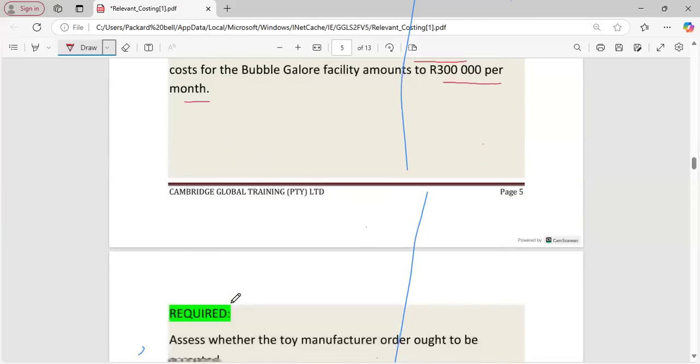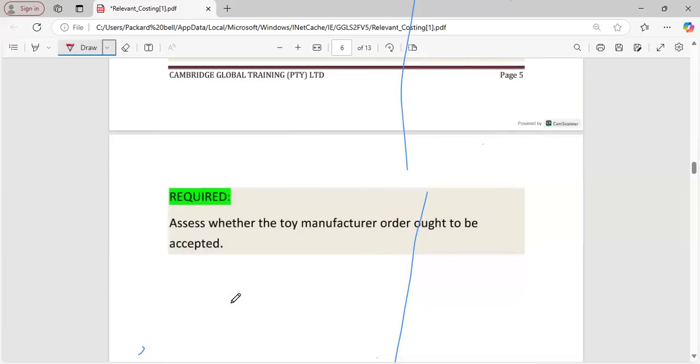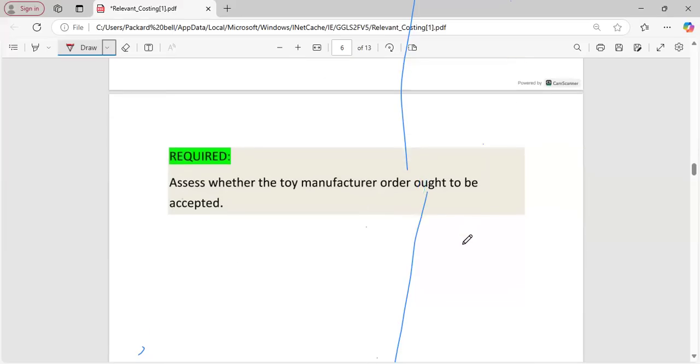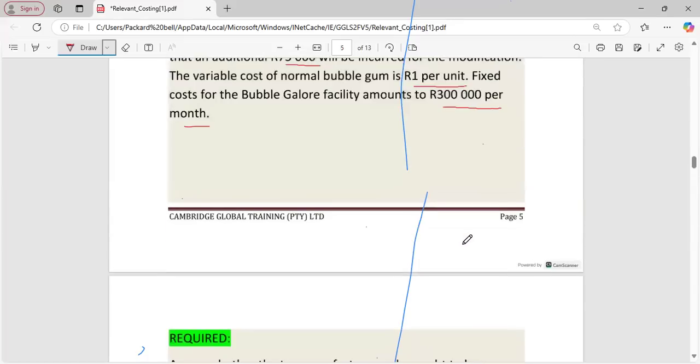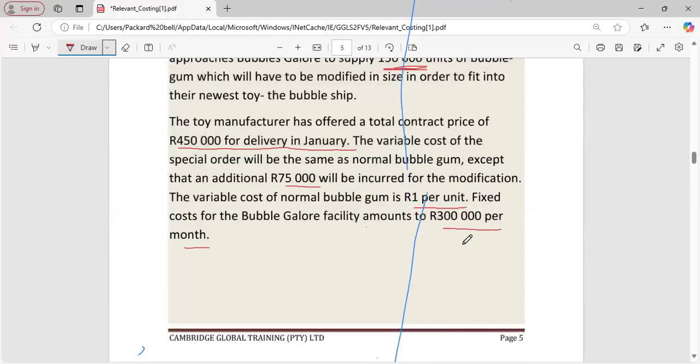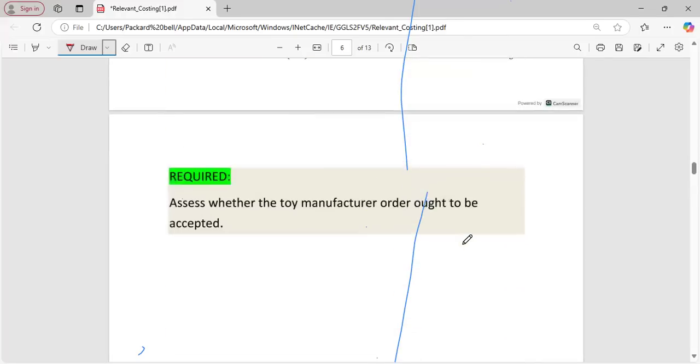Then they say assess whether the toy manufacturer order ought to be accepted. So we need to assess whether the toy manufacturer order has to be accepted or not. Where do we start with this? Which means we need to look at the relevant cost.